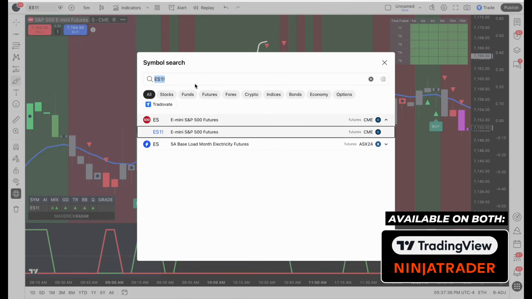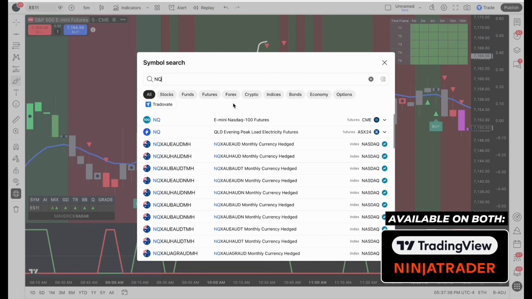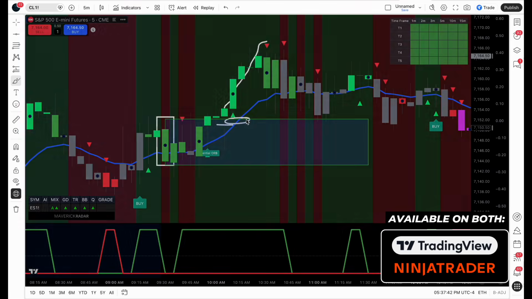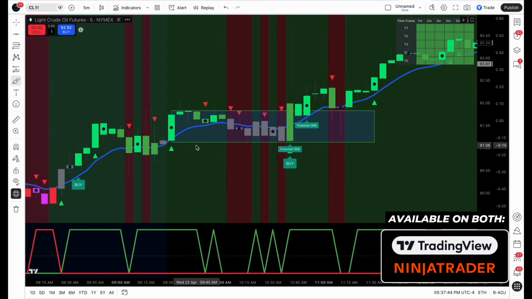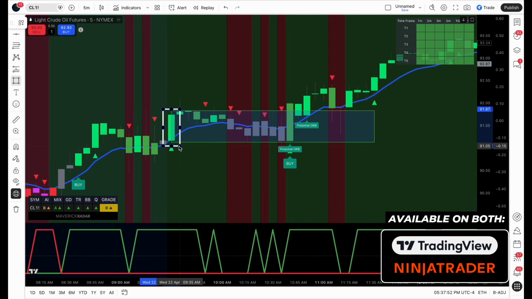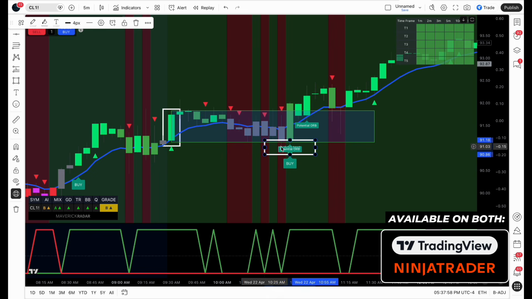So maybe it was just ES and NQ that the Maverick indicators would have worked out on. Well, let's take a look at oil, another futures market that you can trade with most prop firms. Here we go. Here's your opening range right here. It drew it for you, and you did not have a signal until all the way, what time is this? 10:40 a.m.